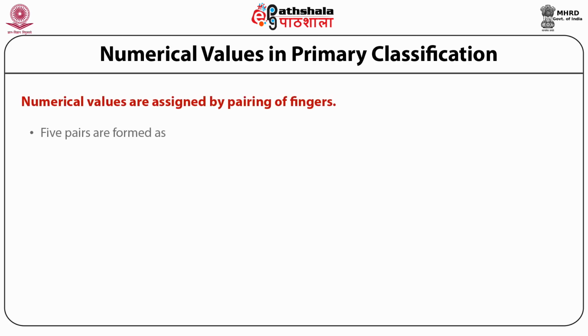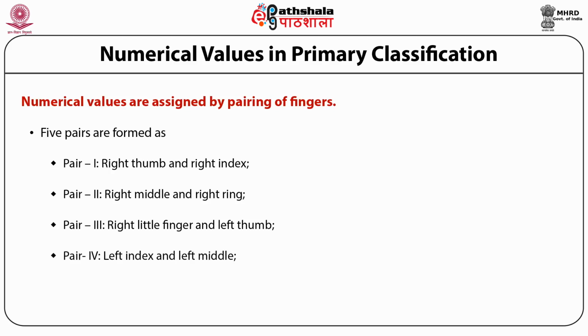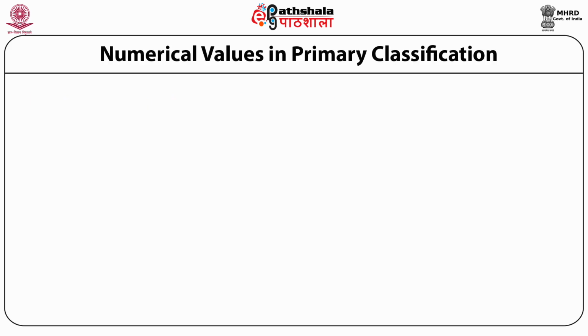Thus, 5 pairs are formed as right thumb and right index, right middle and right ring, right little finger and left thumb, left index and left middle, left ring and left little finger. An inversion of the outcome becomes the primary classification number.